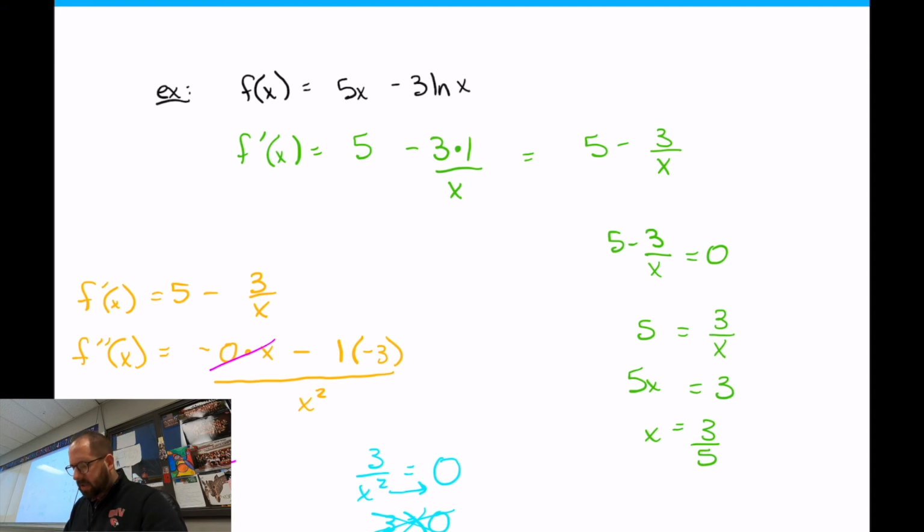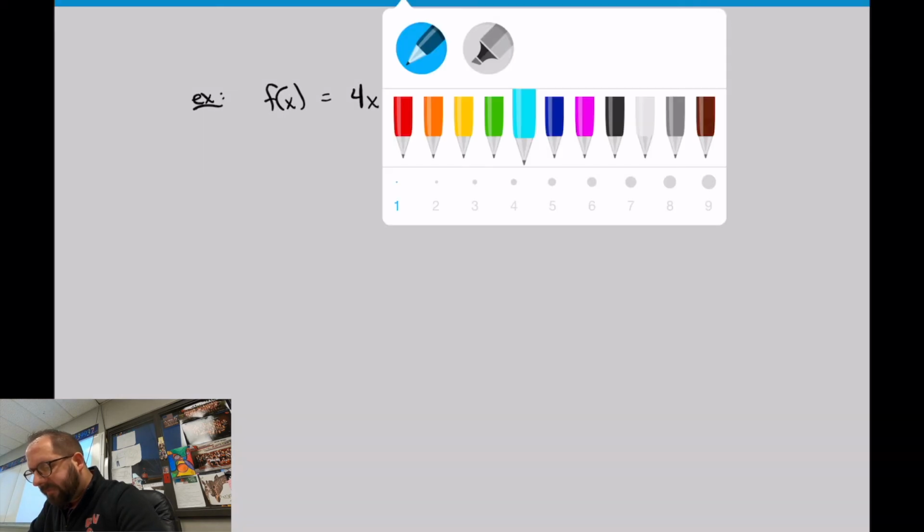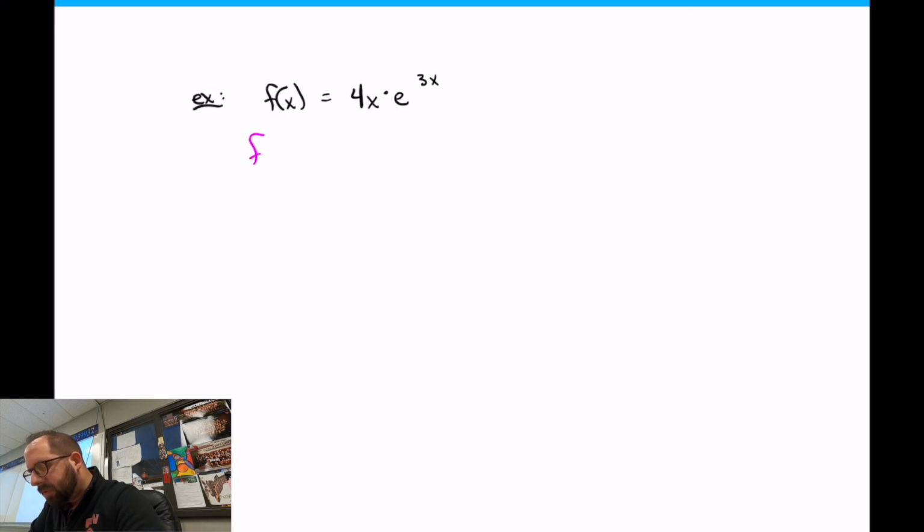Okay, all right, let's go to the next one. So the next one was this item, right? All right, so derivative of this thing. Let's do the first derivative. First derivative of this is a product rule. There is a multiplication sign between them, even though it didn't show it. It's 4x times e to the 3x.